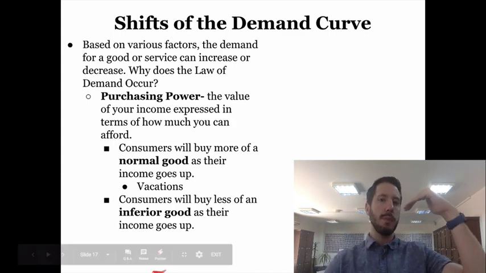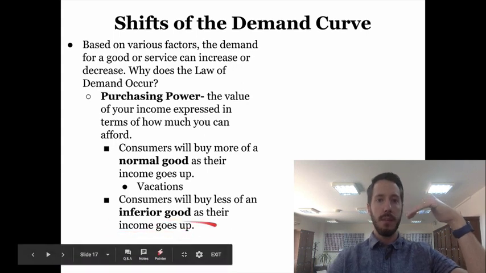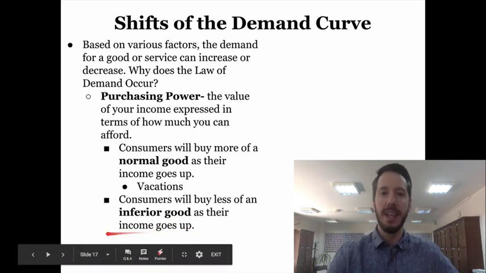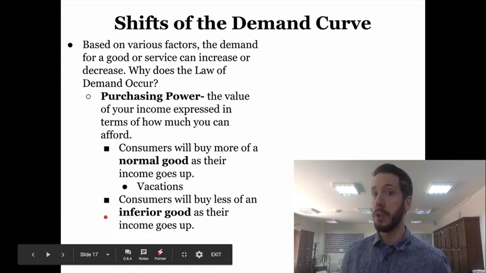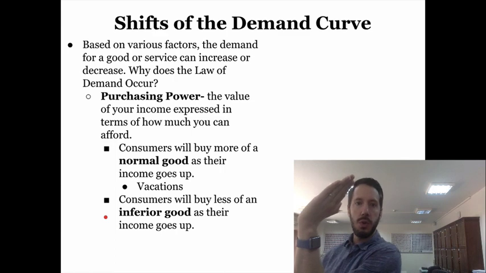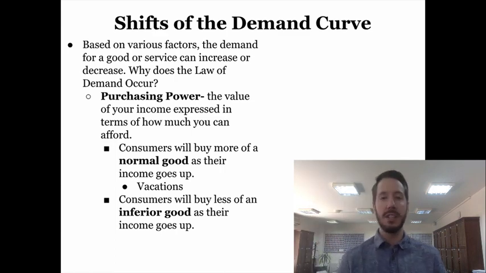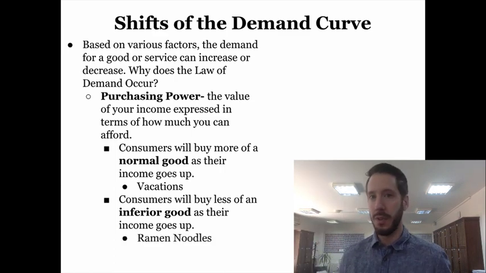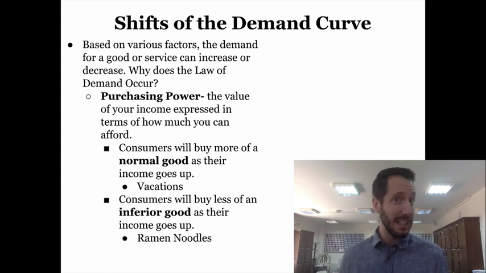But when income goes down, and that's supposed to say down, I'm sorry, when income goes down, people will start buying inferior goods. So the demand curve will shift to the right for inferior goods. That's things like ramen noodles. If you're a college student and you're poor, well, you're not going to be buying steak and lobster.